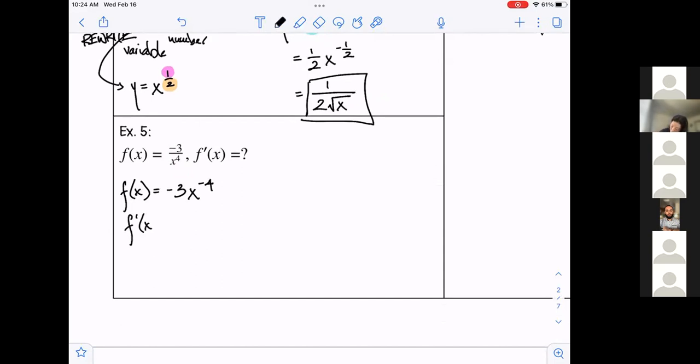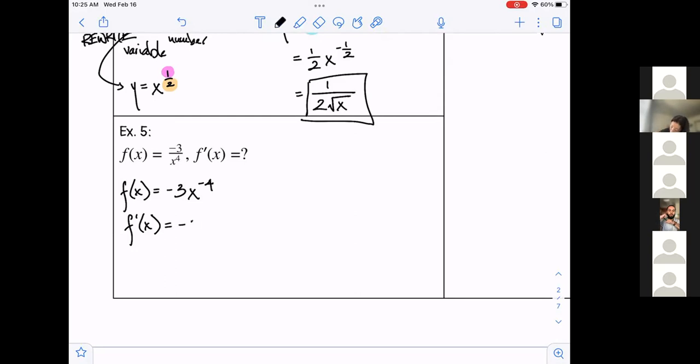F prime of x equals, what's the first thing I should write after this equal sign? 12. How'd you get 12? If we're bringing the negative 4 to the negative 3, you would multiply it, and that would just become a positive 12x to the negative 5. Perfect. All right. I'm going to break that down a little bit more so we can all see where that comes from, but your thinking is spot on.